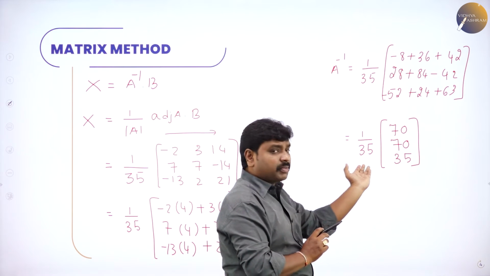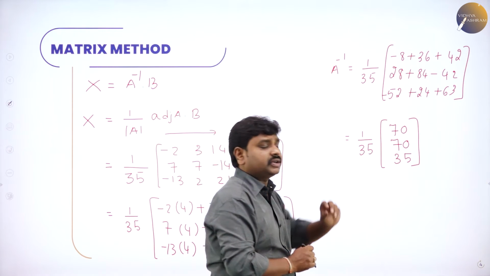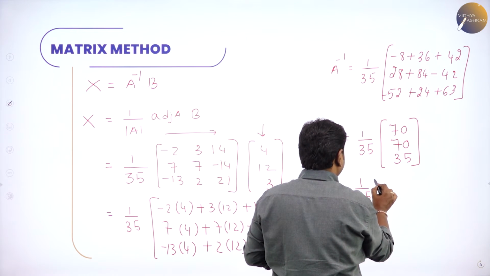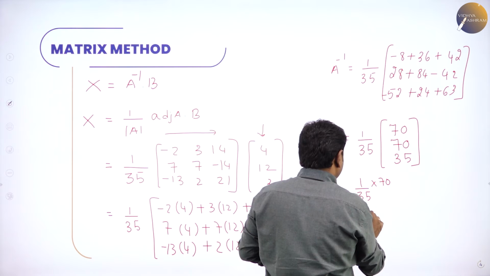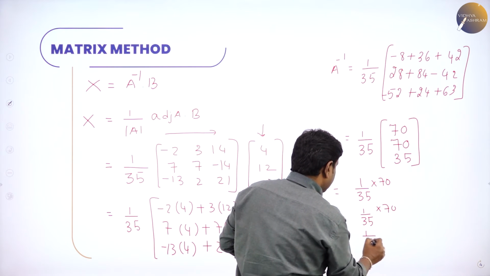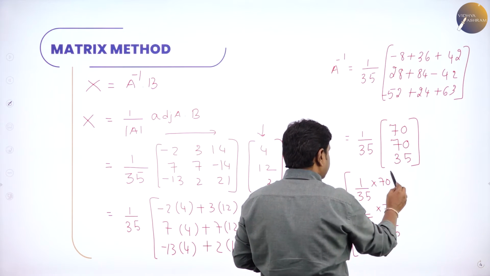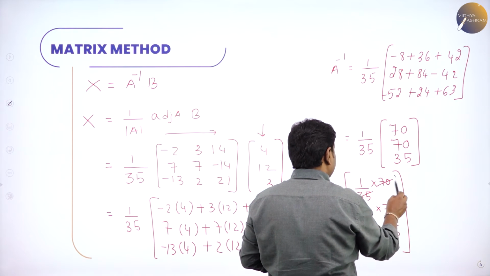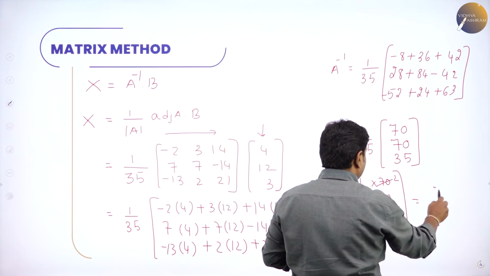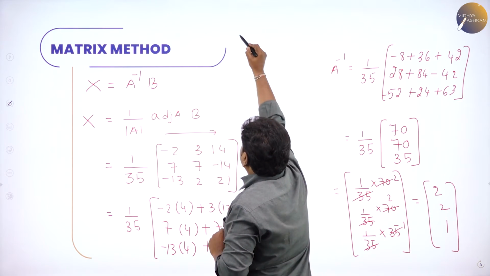Now multiply the scalar with the matrix. What is scalar multiplication of a matrix? Multiply this number to each element. If you do that you will get 1 by 35 into 70 and 1 by 35 into 35. Simplify this. 35 ones are 35, 35 twos are 70. So we'll get 2, 2, 1. So we got X.